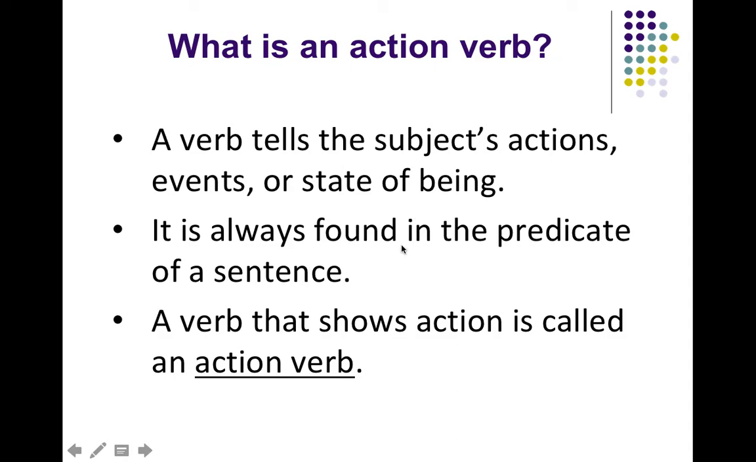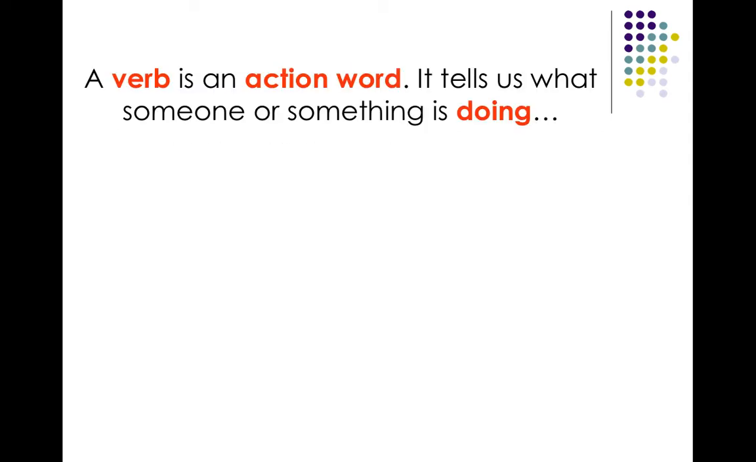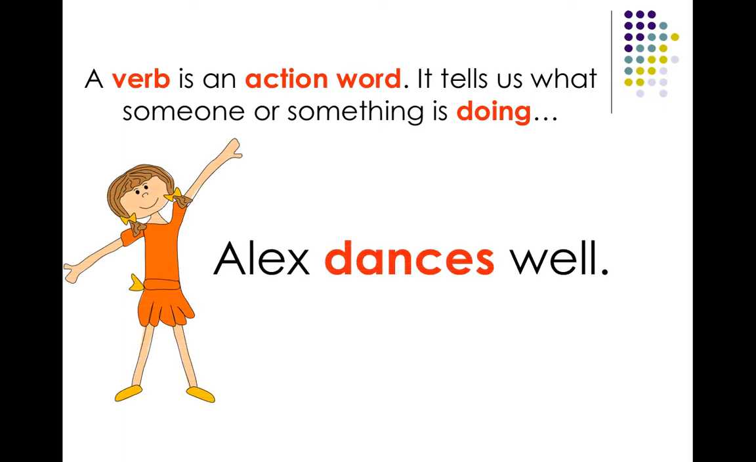The verb is always found in the predicate part of the sentence, and the verb is supposed to show action, and it is called an action verb. So a verb, again, is an action word. It tells us what someone or something is doing. Alex dances well. In this simple sentence, the word dances is our action word, our verb.